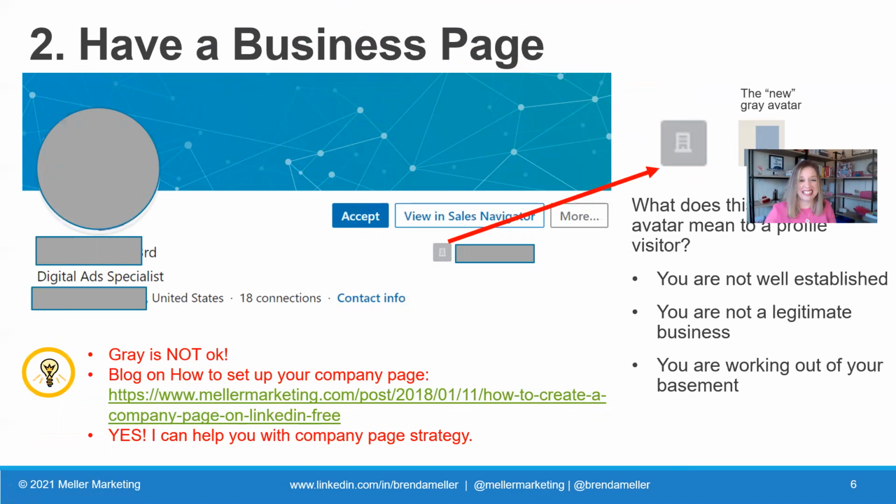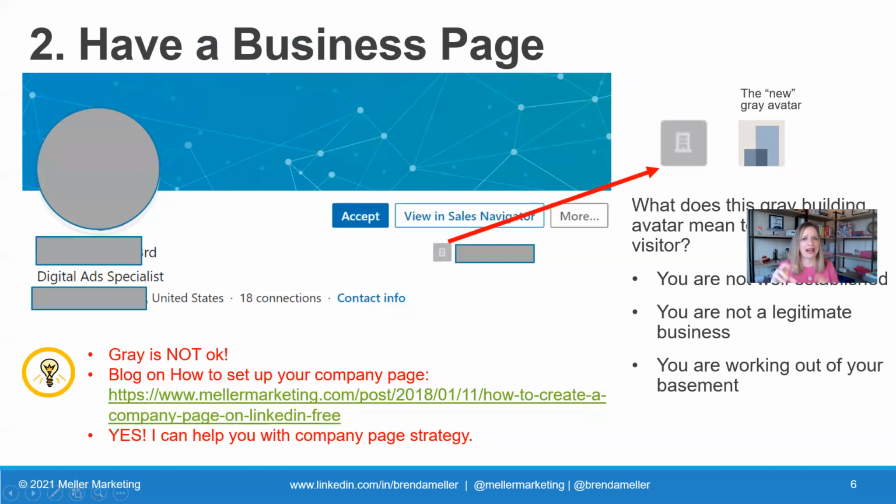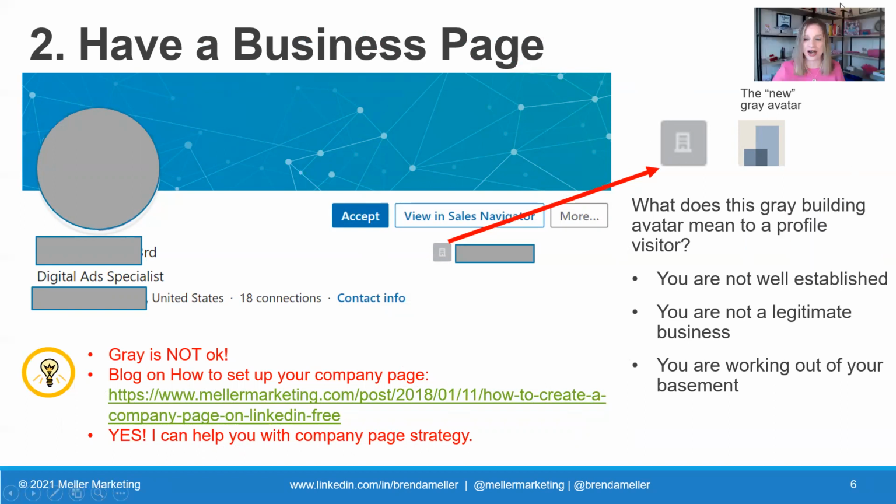Okay. And this is kind of the older navigation. We're now moving over to the newer navigation, and the gray avatar is a little bit different looking, but it's basically a gray avatar where their building should be, right? And what does that mean? When a profile visitor sees that gray avatar on their profile, what does that mean? In a split second, they're making a judgment call about you.